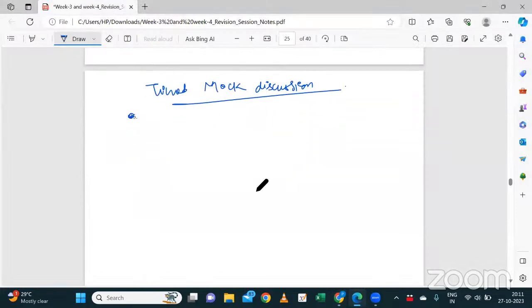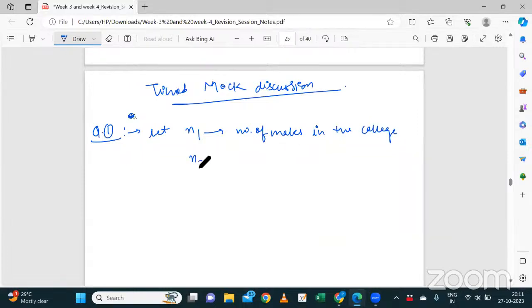Before going to that, what is the mean? Let's start. First of all, let n1 denote the number of males in the college, correct? We don't know the numbers. And n2 will be the number of females in the college, correct?